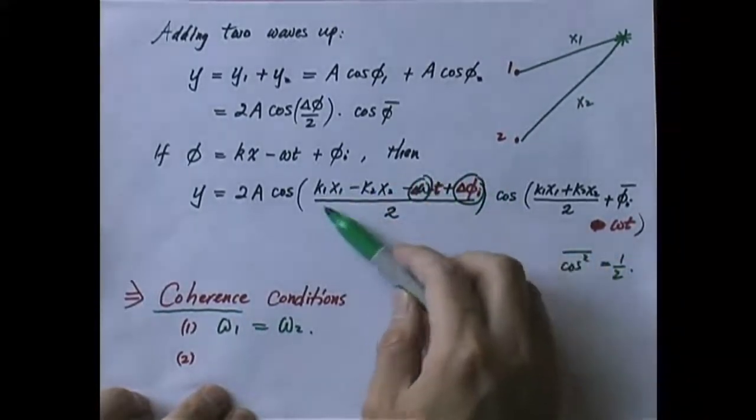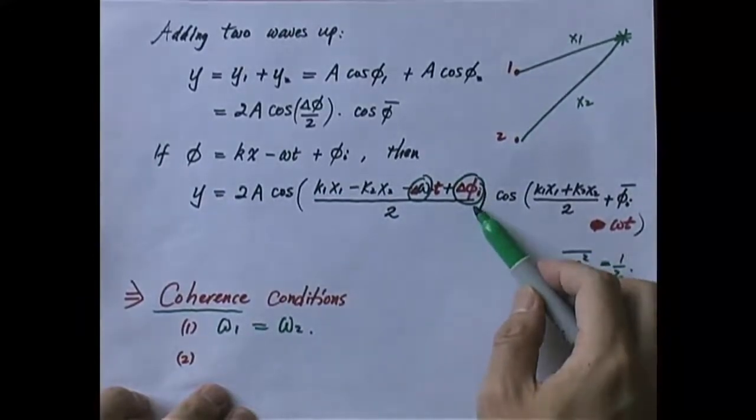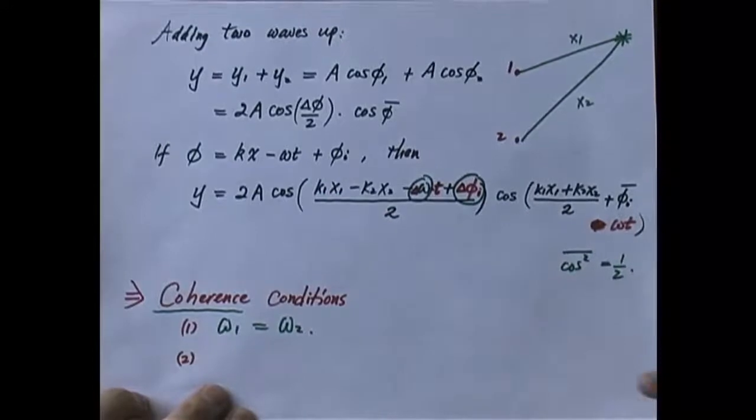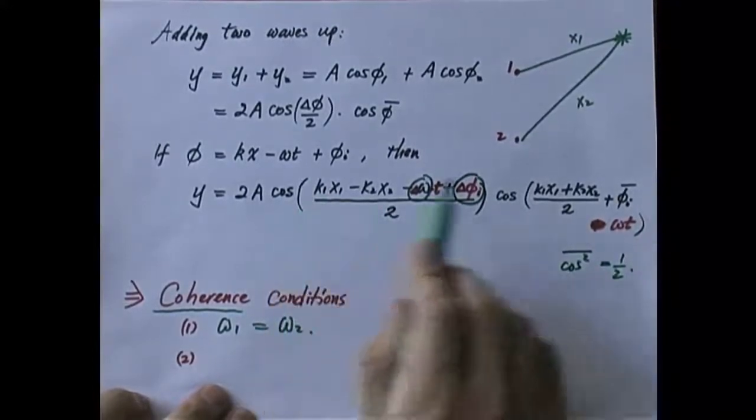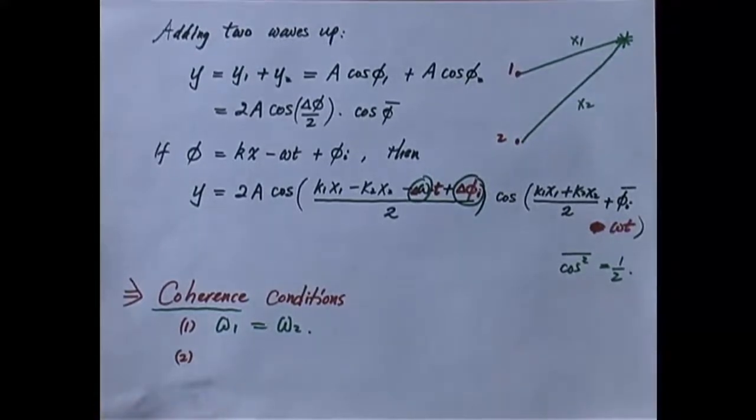I don't care whether these things are stable or not. If this guy is variable, it's a random variable over time. The time average will still get 1/2, okay? Because it's a random function. You average the random cosine squared, you just get 1/2.